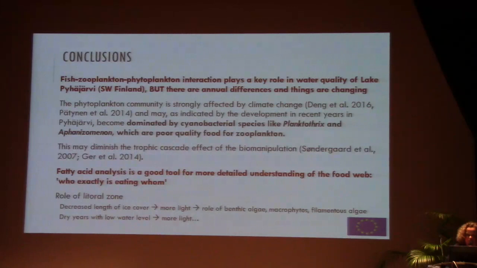And then this role of the littoral zone: it seems that with this decreased length of ice cover, there is more light, and benthic algae, macrophytes, filamentous algae are taking a bigger role in this ecosystem. And so far, it seems that it is in this kind of clear water state, and that is what we have observed. And also, there have been dry years with low water level, and again, that is reducing the amount of light. So, finally, I think that all these are saying that, for example, in our monitoring or in our research, we are probably focusing on quite a limited part because we have been focusing on the pelagic food web, and not too much information about the littoral zone is available, but we have to improve that.